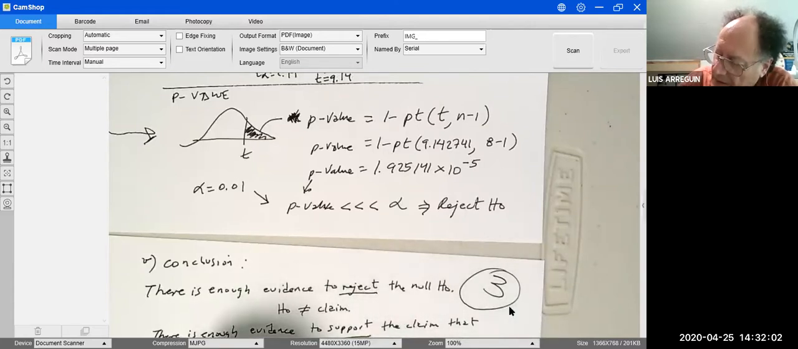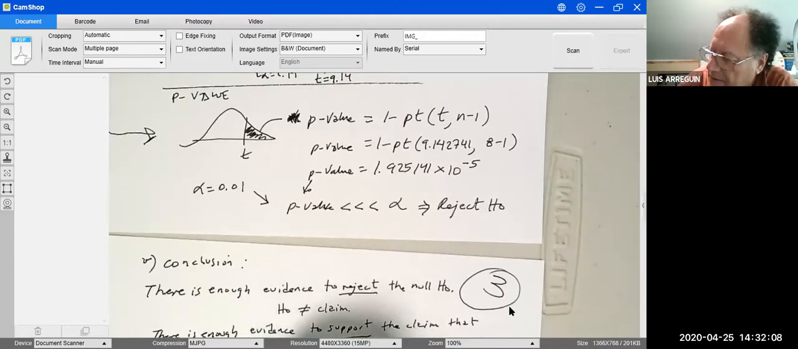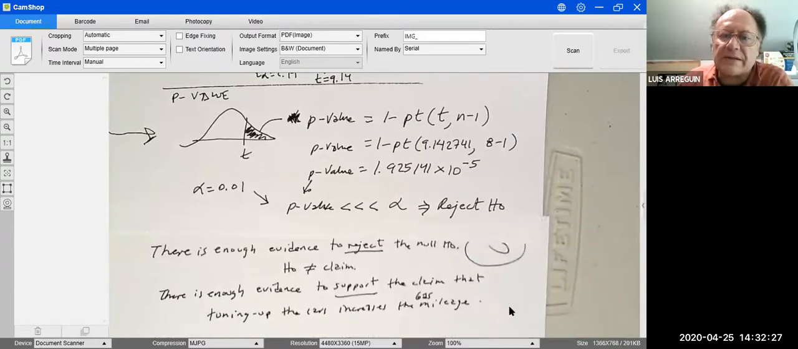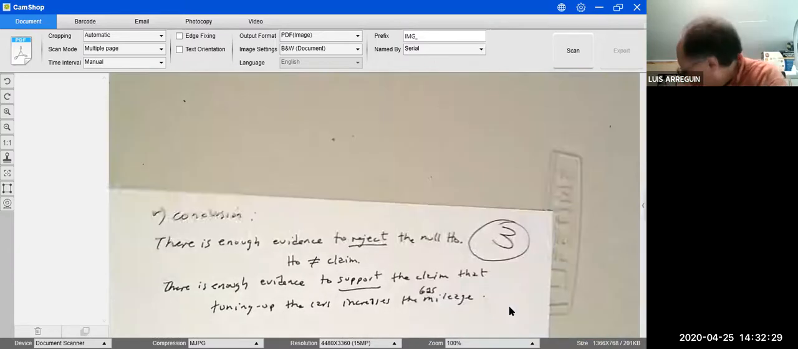So tuning up the cars increases the mileage, your gas mileage. So that's the final conclusion.